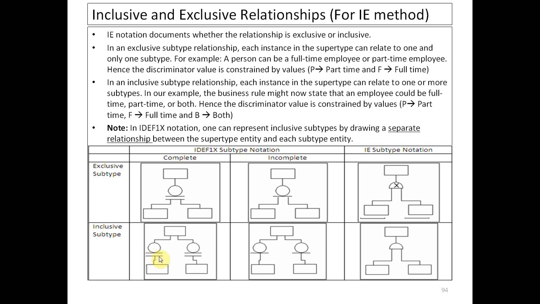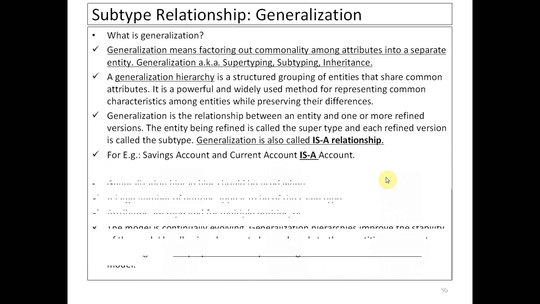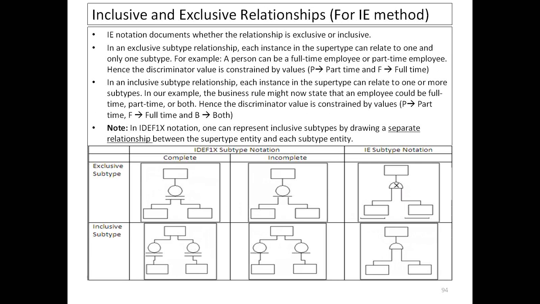Since it is incomplete, there are double lines or double dashes below the circle. Over here it is incomplete, and hence there is a single dash below the circle. This is how one can depict an exclusive subtype relationship in the IE notation.